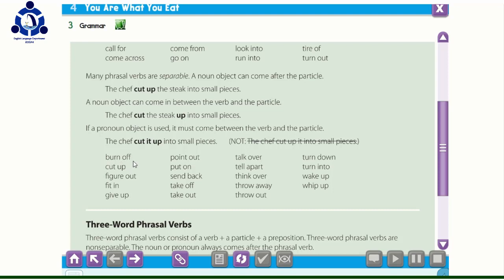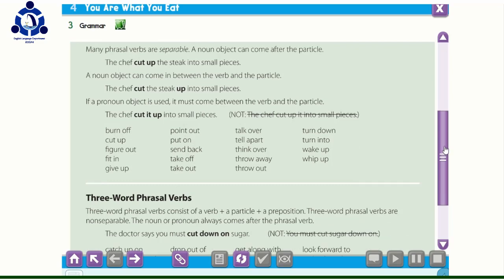Okay? Burn off, cut up, figure out, fit in, give up, point out, put on, send back, take off, take out, talk over, tell apart, think over, throw away, throw out, turn down, turn into, wake up, wipe up. Okay? You must memorize them and use them in examples. It will help you to memorize. So use them and practice them. It helps to memorize them quickly.